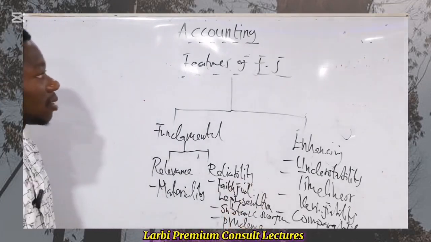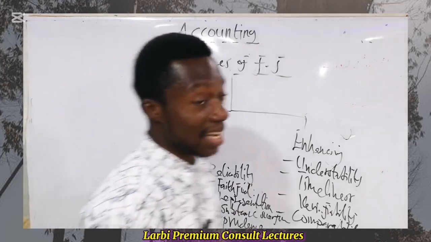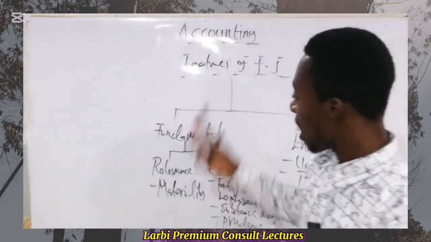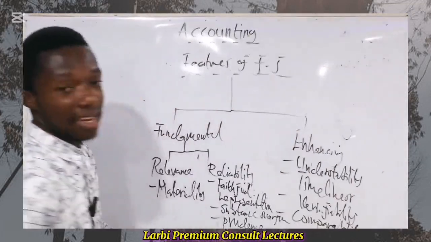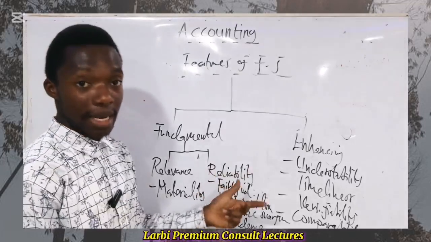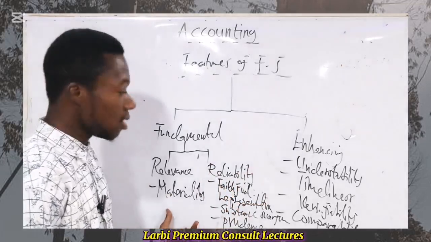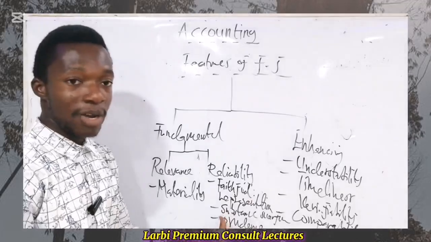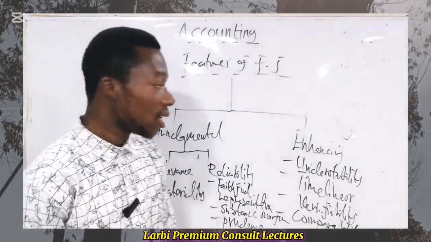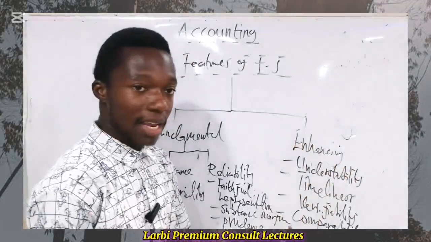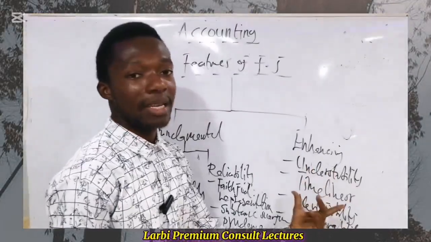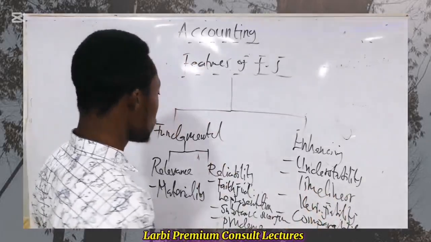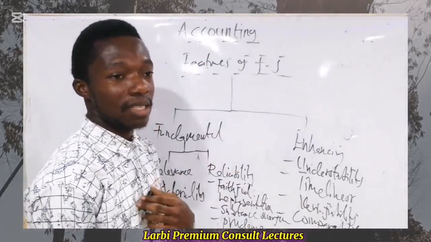So when it comes to the features or the qualitative characteristics of the financial statement or the accounting information, here we have the fundamental, we have the enhancing. Under the fundamental, we have the relevance, we have the reliability. Under the relevance, we have materiality. When it comes to the reliability, we have faithful representation, substance over form, and the prudence feature. When it comes to the enhancing too, we have 4 under that. We have understandability, timeliness, verifiability, and comparability. We are going to walk ourselves through these features of the financial statement going forward.